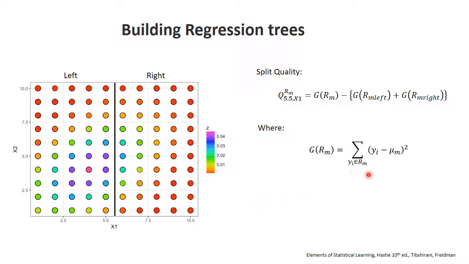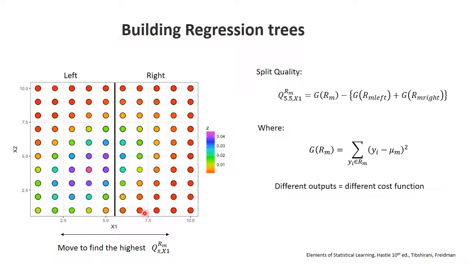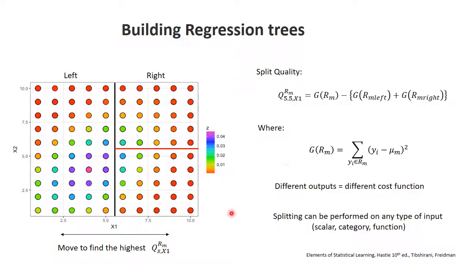Okay, and so the cost, as I said, is a square deviation from the mean in that particular region, so from the model. So different outputs will then lead to different cost functions, and so we move that into a different definition of cost functions, and we can then keep on splitting, etc., etc. The splitting can be performed on any kind of input, so you can decide between splitting on scalars, categories, and functions, and that holds a nice feature of the regression trees, as it is very difficult to regress function, scalars and categories to some other function, scalar and category.